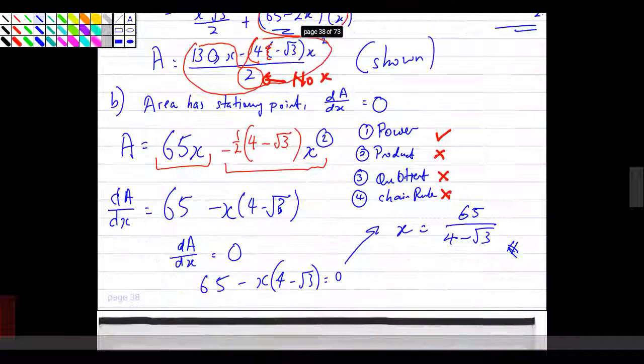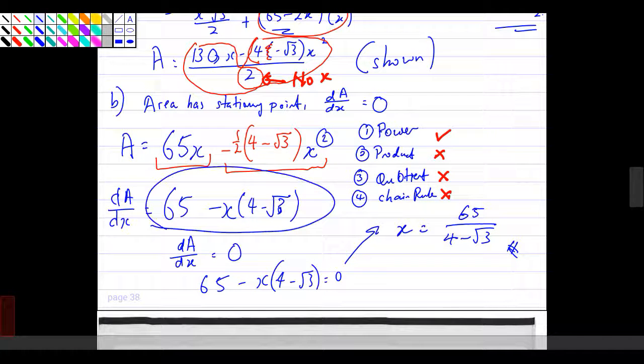So I look at this. When I differentiate, the 65 gone, I differentiate again, the x gone. So it's a negative value, right? Minus 4 plus root 3. So for all values of x it is always less than 0. Can you follow? Okay.